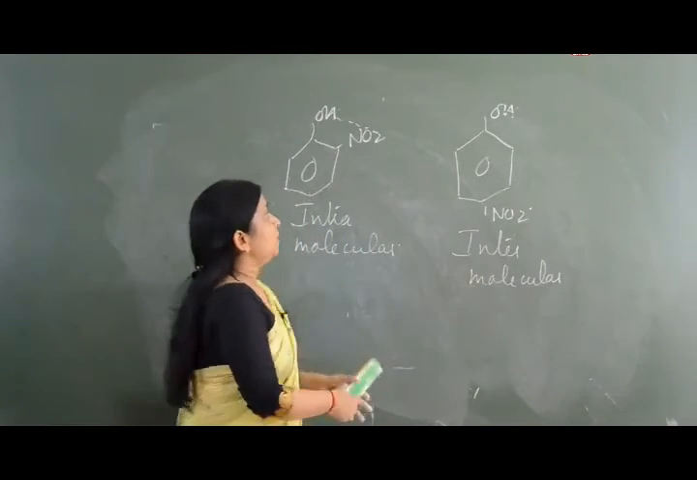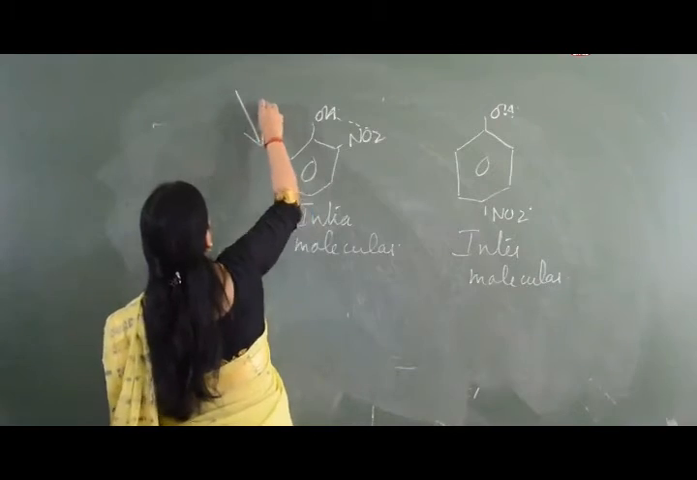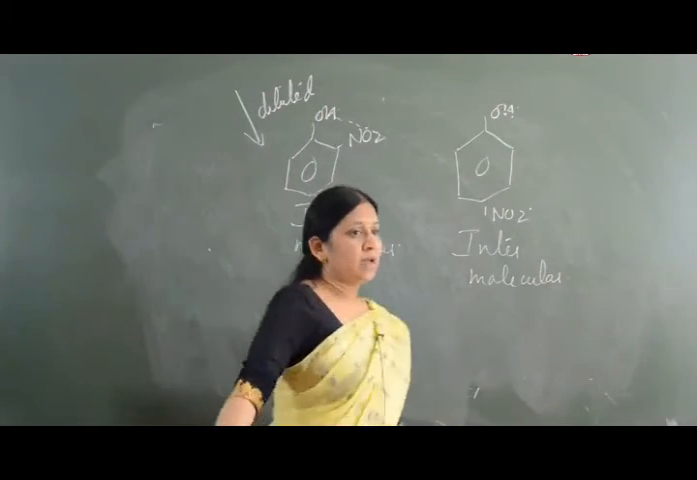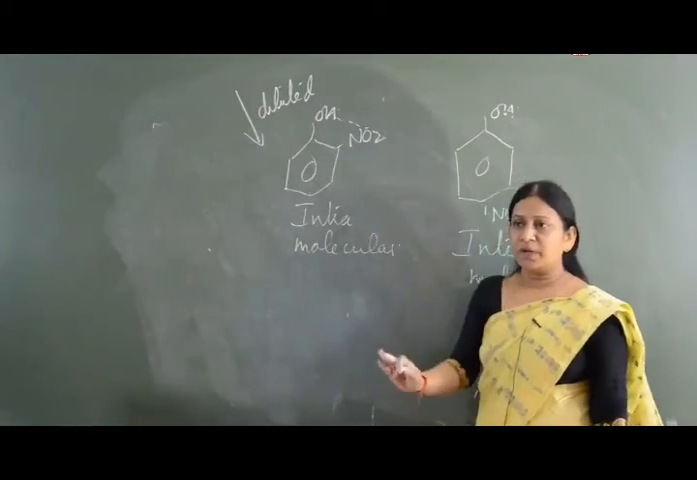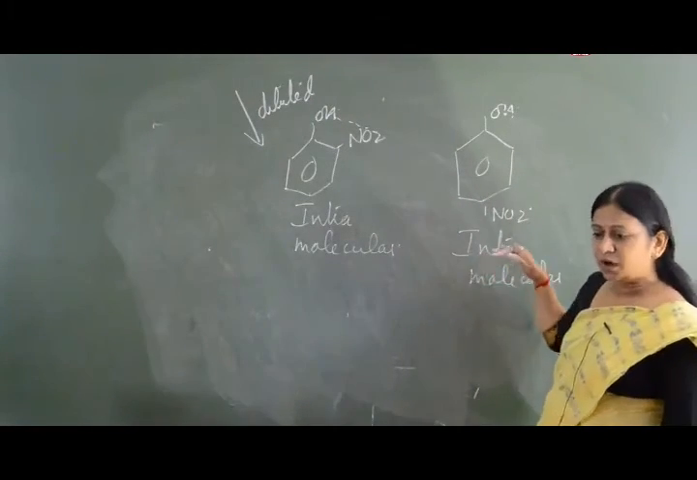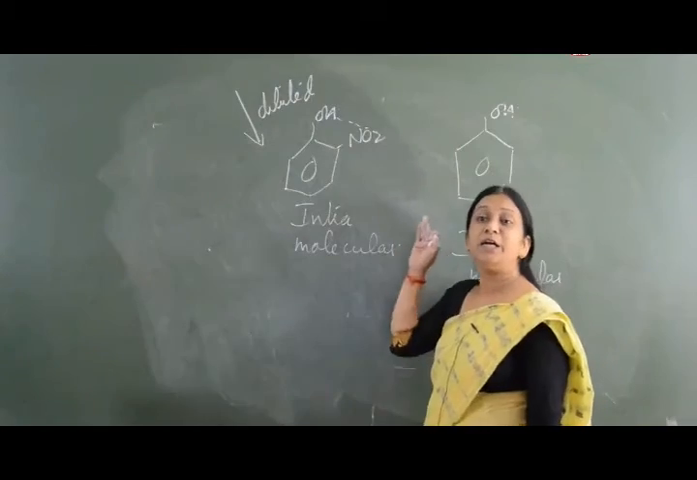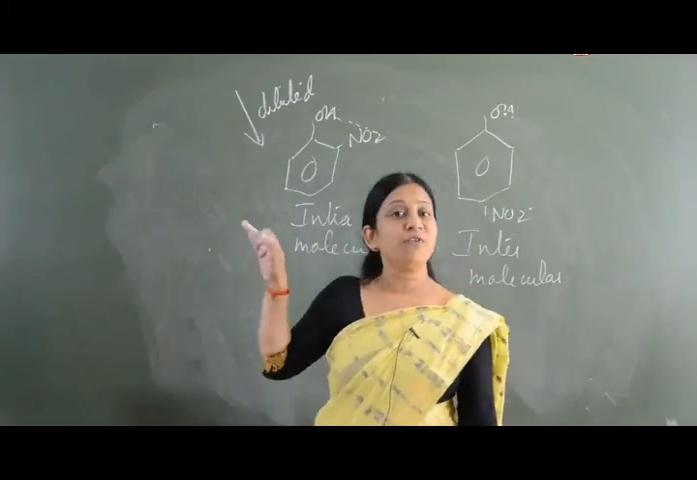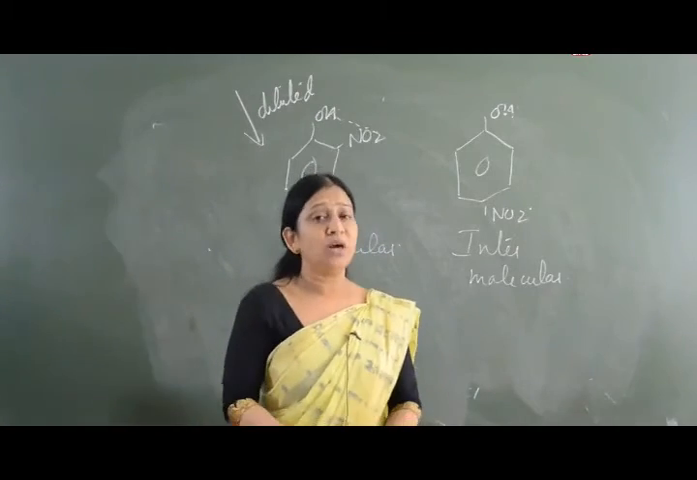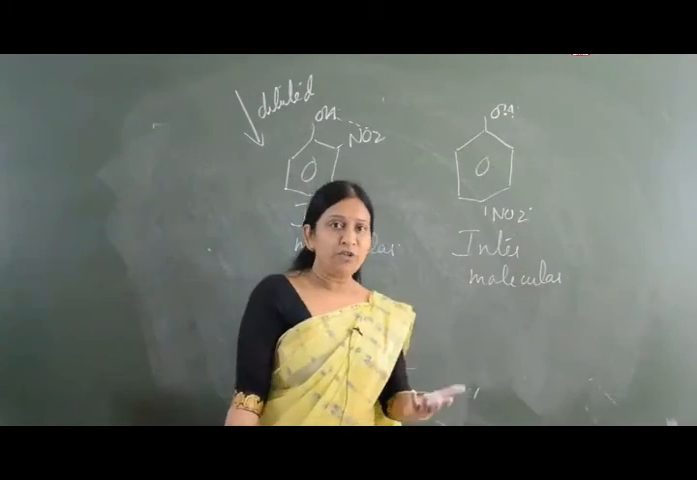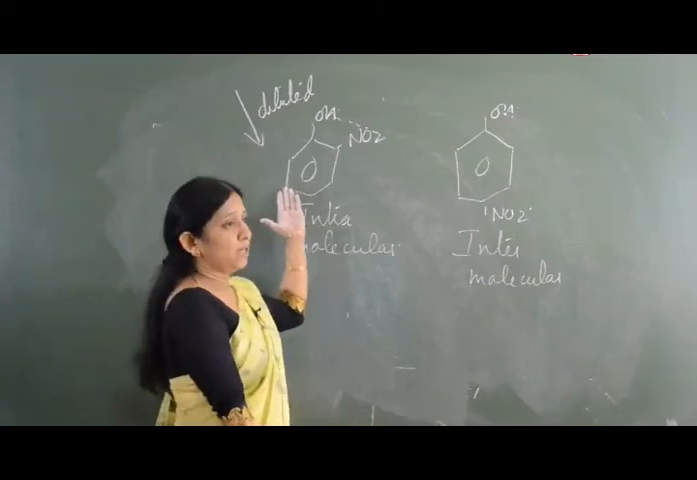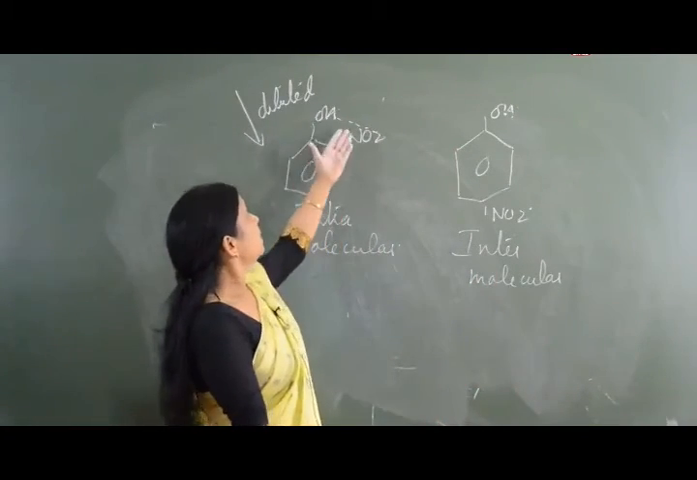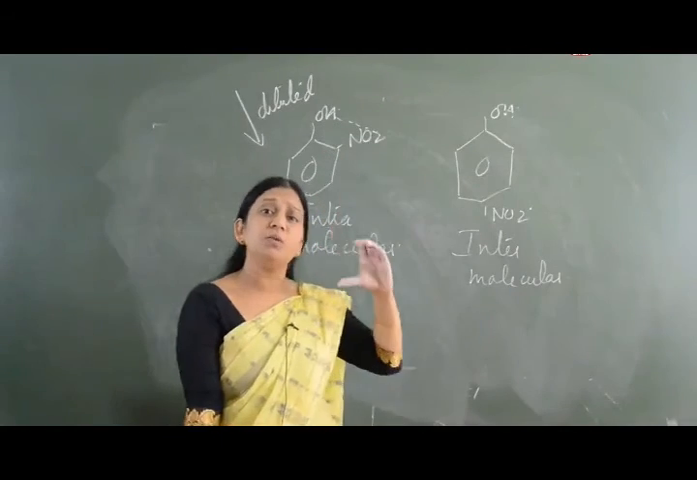If these two compounds are diluted, then the absorption band obtained because of intermolecular hydrogen bonding will get diminished, whereas the absorption band obtained because of intramolecular hydrogen bonding is unaffected. The reason is, even if we dilute it, the hydrogen bonding is not affected, because the hydrogen bonding is present within the molecule.